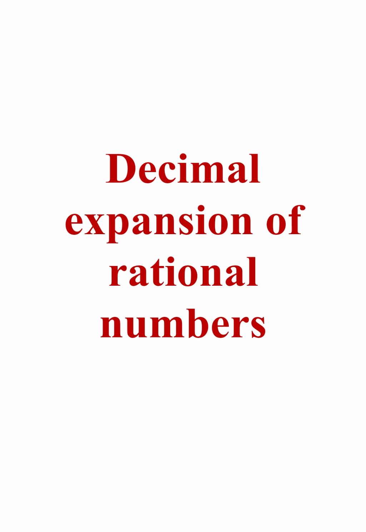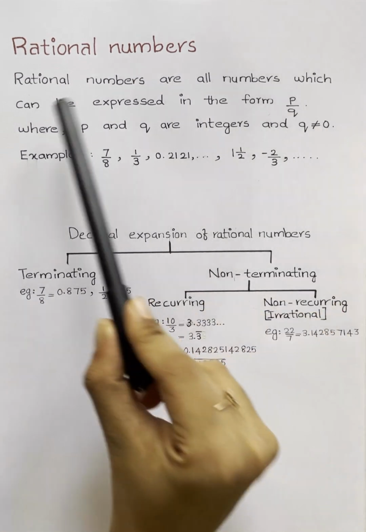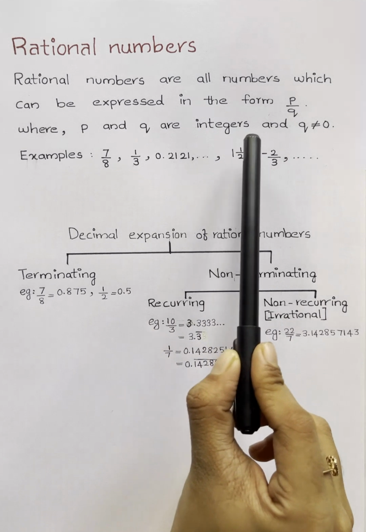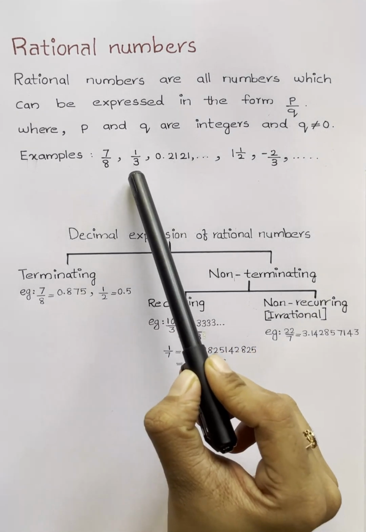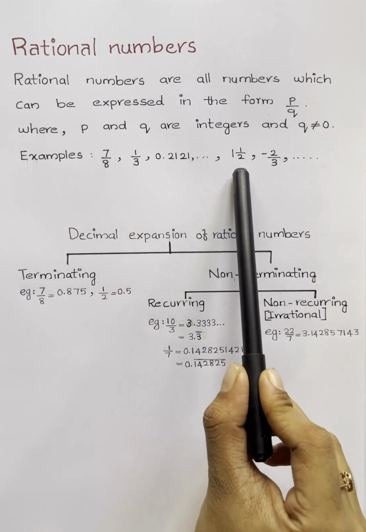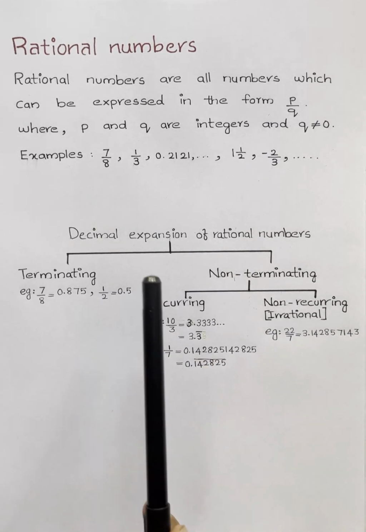Hi students. Today we have to discuss the decimal expansion of rational numbers. Rational numbers are all numbers which can be expressed in the form p by q, where p and q are integers and q not equal to 0. 7 by 8, 1 by 3, 0.2121, 1 by 2, minus 2 by 3 are some examples of rational numbers.